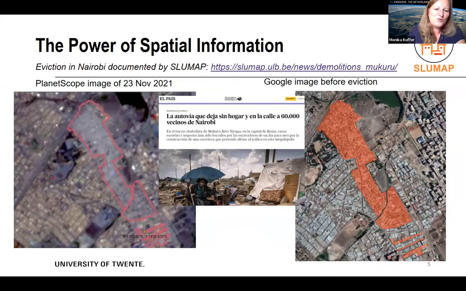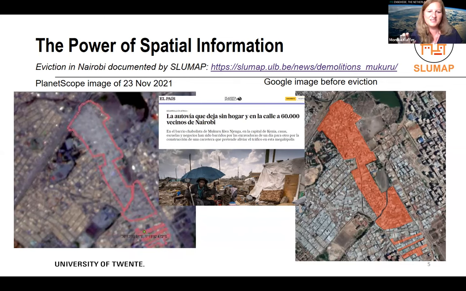I just want to show one example of the power of spatial information. That's a recent example of November last year. We did some data collection in Nairobi, and there was one area which was evicted. Evicted means overnight a bulldozer came and kicked out the inhabitants. All the houses were cleared, and inhabitants were not informed. They were protesting against it. And we started then mapping and showing the extent of the demolished area.